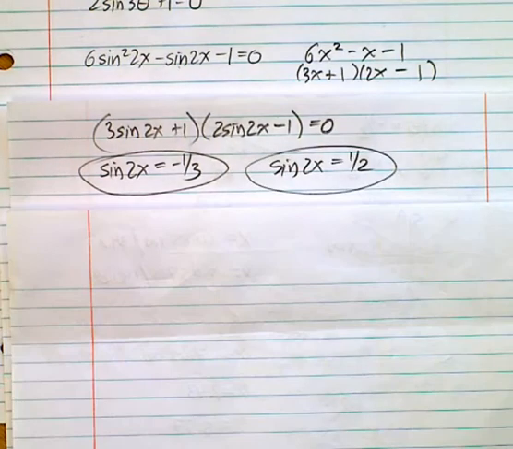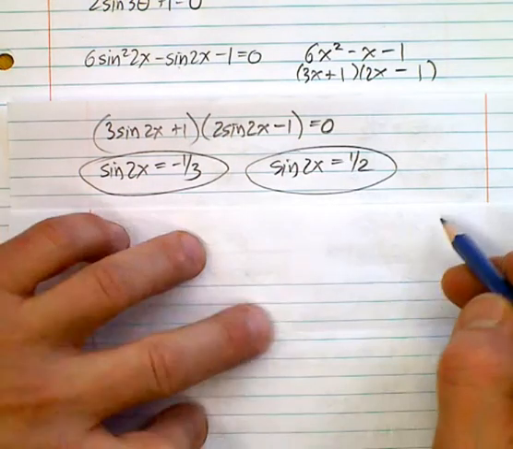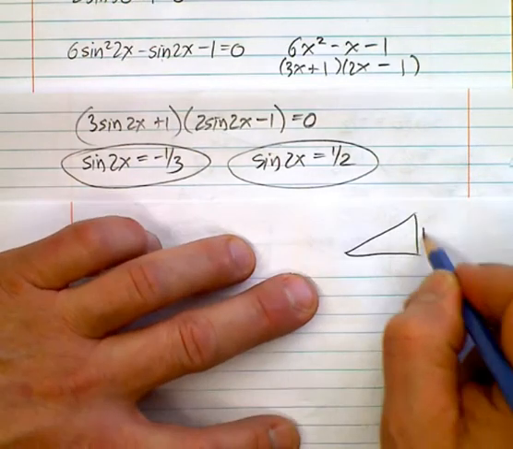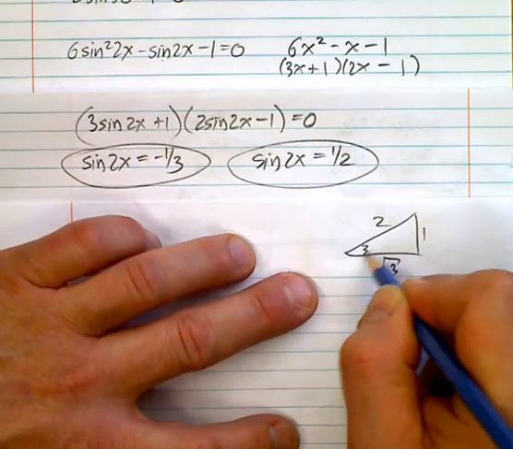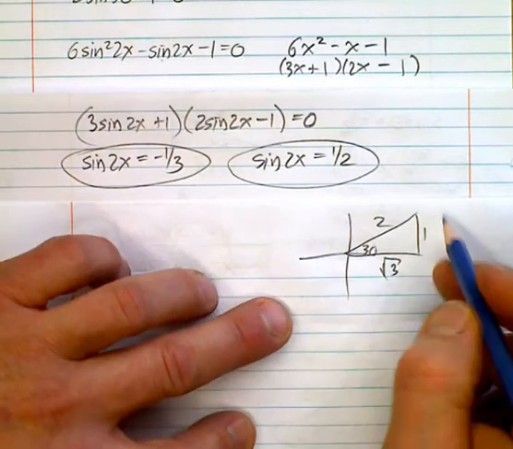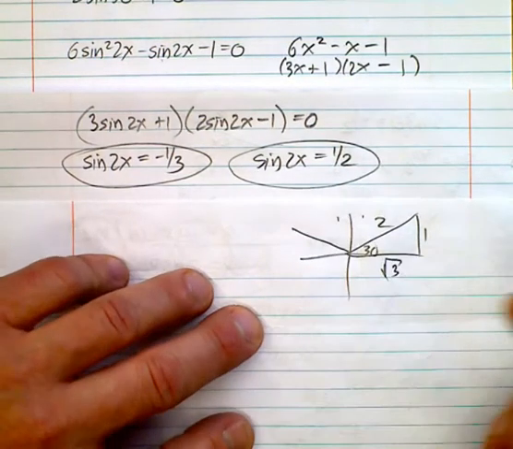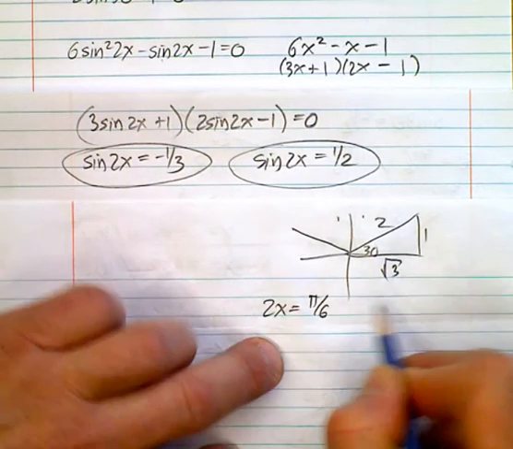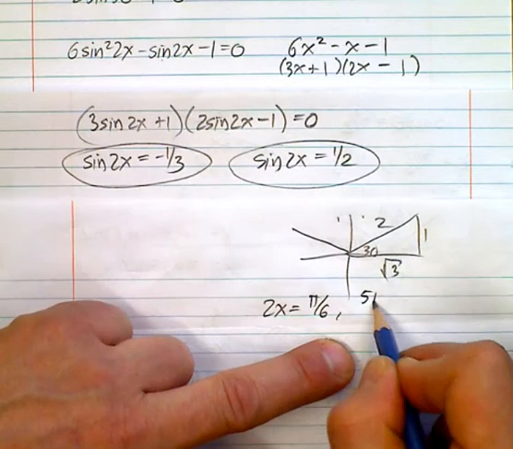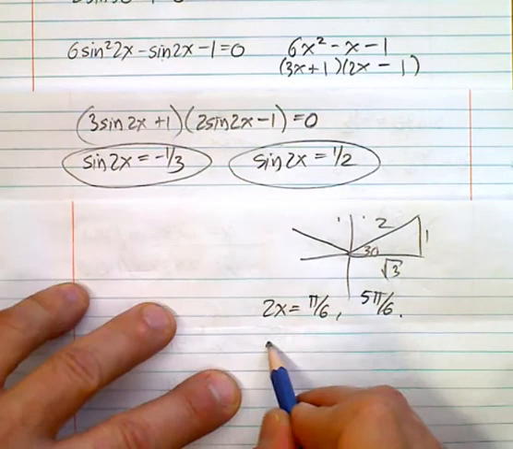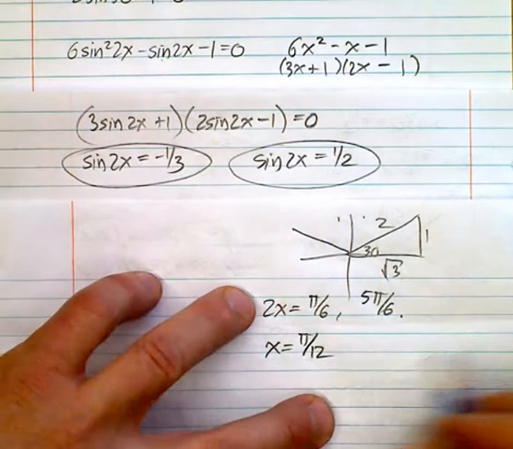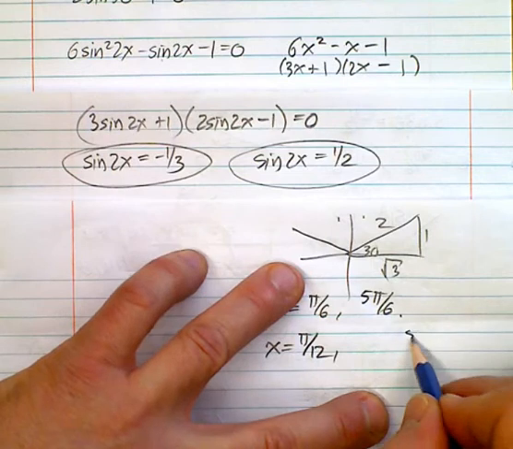All right, so let's deal with this one a little bit first, because we can see hopefully that is a 30, 60, 90. So 1, 2, root 3, right? 30 degrees. Boom, we're looking for positive. So all sine, we're looking at that one and that one. So in this case, 2x is equal to pi over 6 and 5 pi over 6, which means that x is equal to pi over 12. And in this case, we get 5 pi over 12, right?